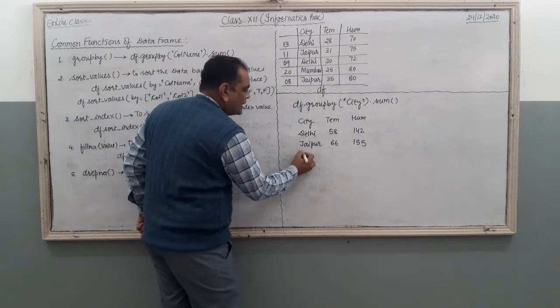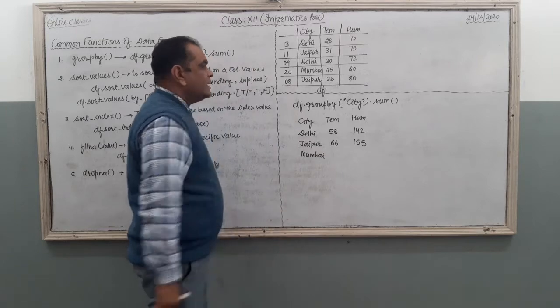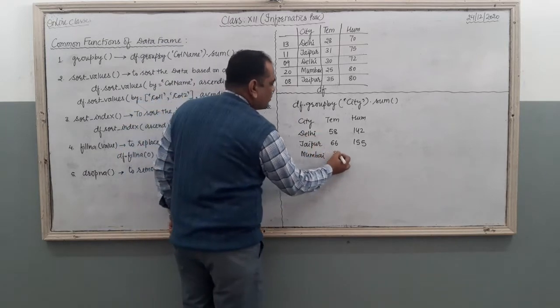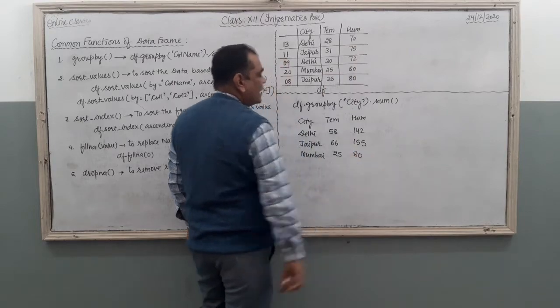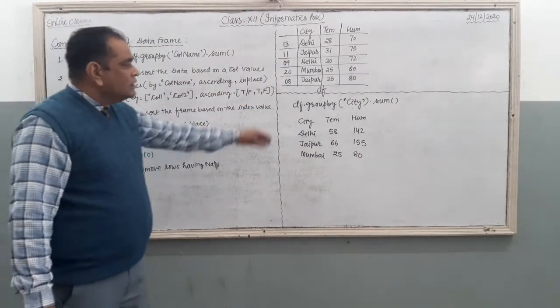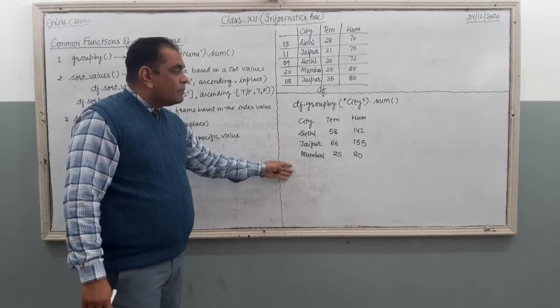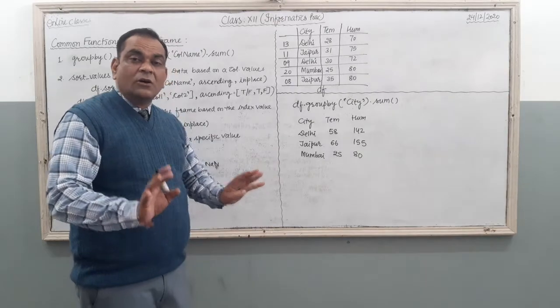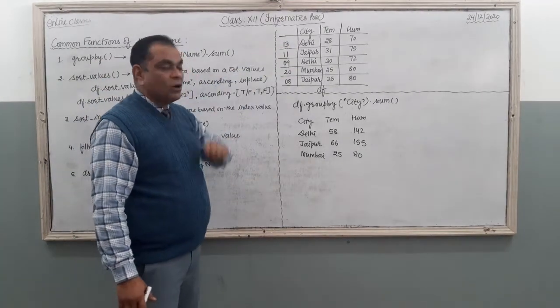Then the last record, it is Mumbai. Just put Mumbai over here. Only one record is there for Mumbai. So computer produced 25 in temperature and then 80 in the humidity column. Clear? So this is the output of this specific table where all the records of the data frame are grouped together based on the city column, right?